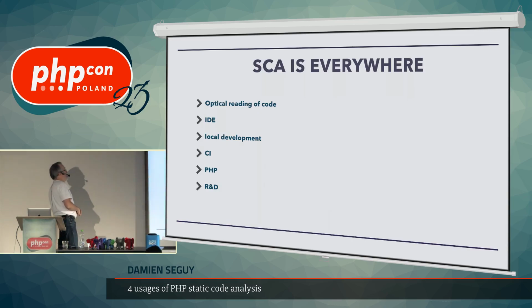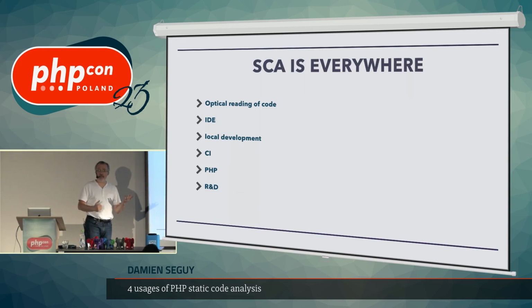Other places where SCA is naturally found, on the other hand, are CI, anytime you have something that's CI/CD, basically continuous integration, continuous deployment. That's where you want to have an extra set of eyes that will spot big problems before they reach production. PHP has some of them, and also research and development.